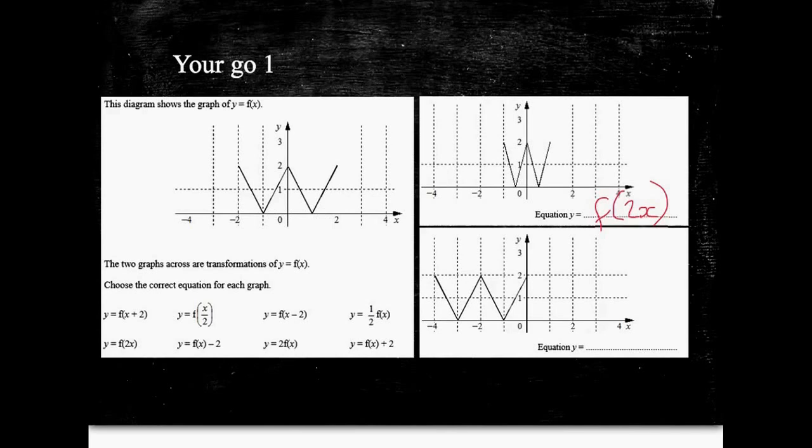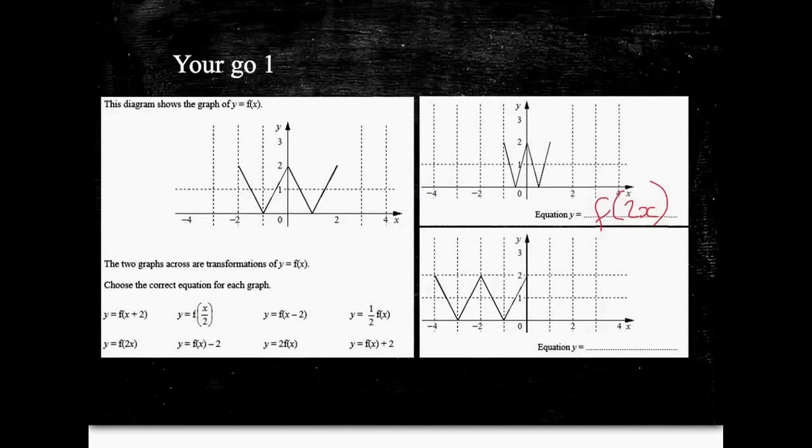So it hasn't had a stretch in any kind of direction, either in the y or the x direction. It looks like it's just been moved across. Let's see, it was at -1, it's now at -3. It's been moved 2 units to the left.